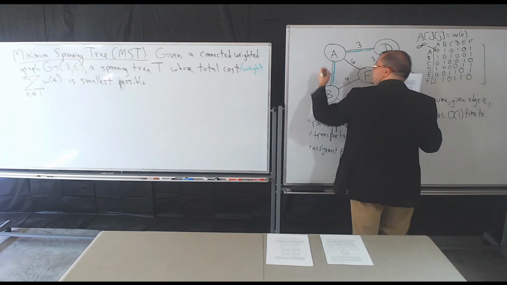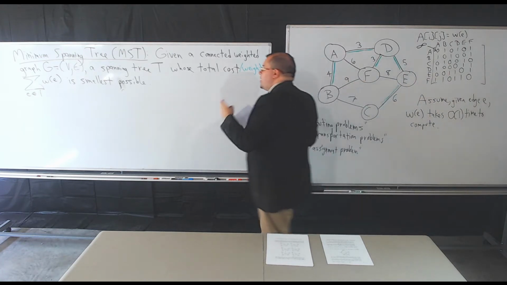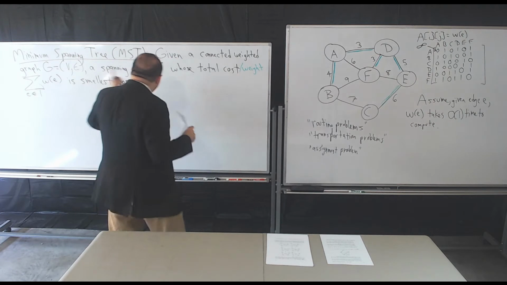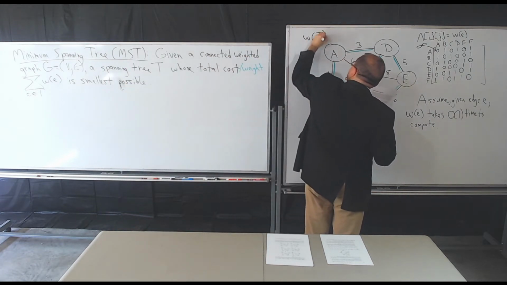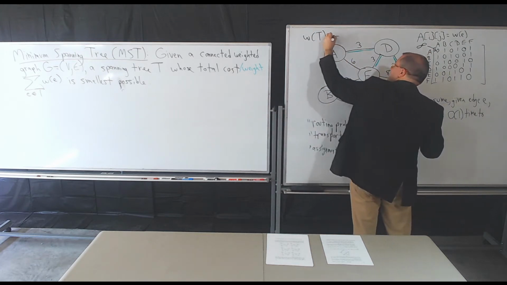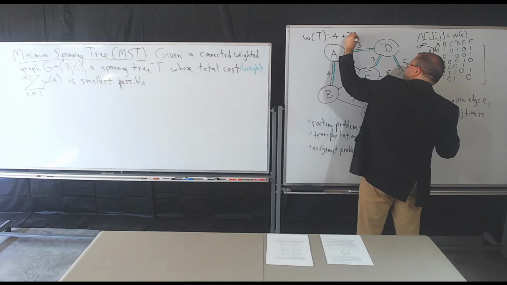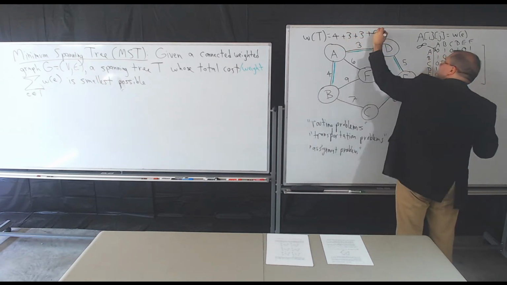So sometimes people will write the total cost or total weight of this as the weight of T. So sometimes they write it like this, weight of T. What is that? I just simply add these up. So I have 4 plus 3 plus 3 plus 5 plus 6.